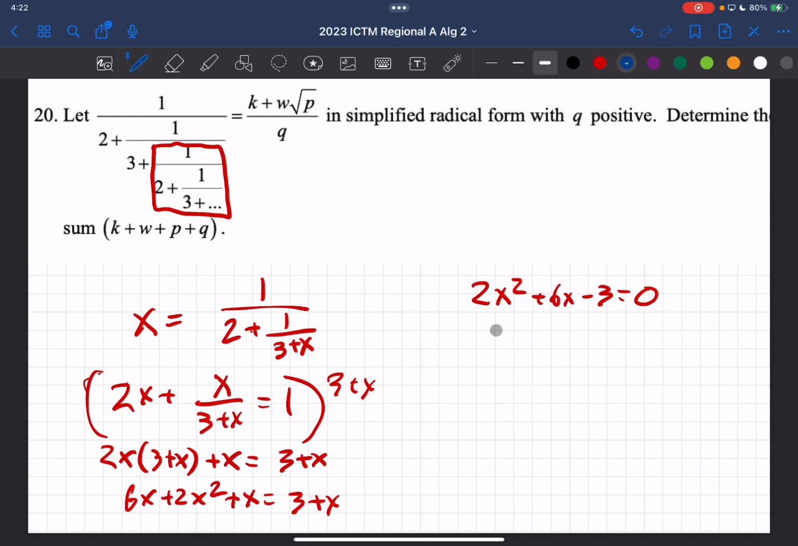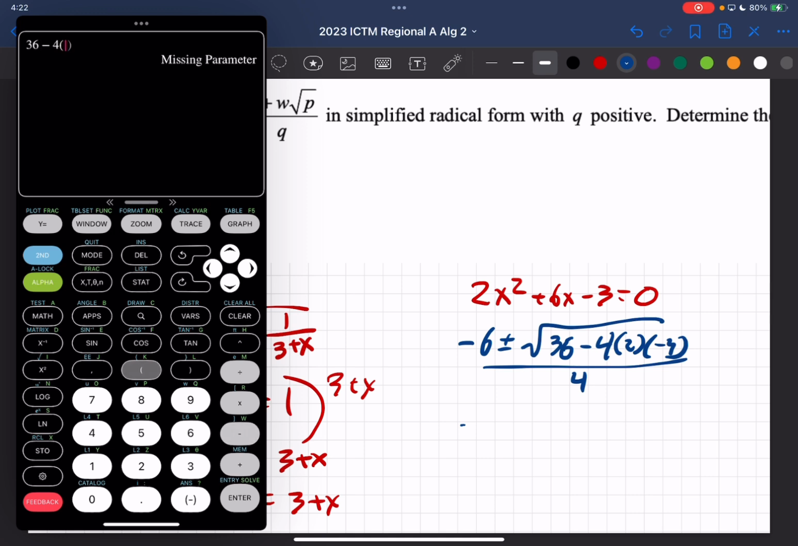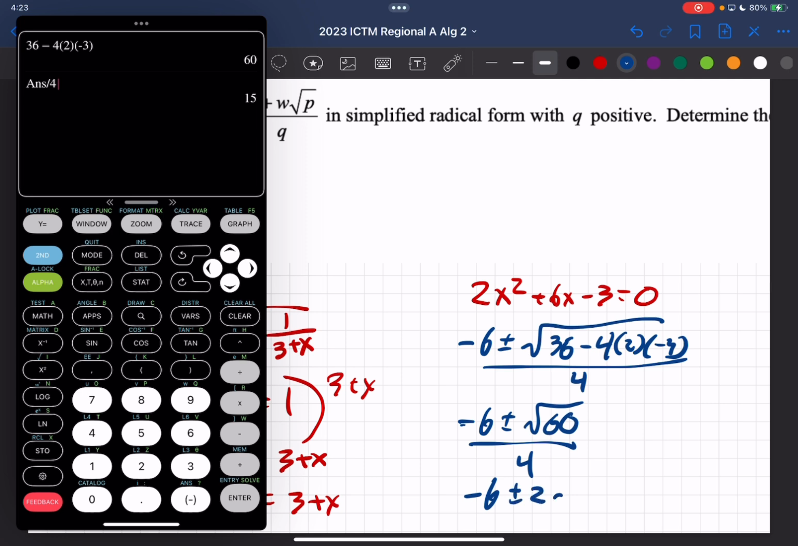Now, I'm going to have to use the quadratic formula to solve this. So negative 6 plus or minus the square root of b squared minus 4 times a times c, all over 2a. All right, so let's see if we can expedite this a little bit. 36 minus 4 times 2 times negative 3 is 60. So negative 6, plus or minus the square root of 60, over 4. All right, now 60 is not a perfect square, but I can divide out 4. So negative 6 plus or minus 2 square root of 15 over 4. So now we divide by 2, so negative 3 plus or minus square root of 15 over 2.